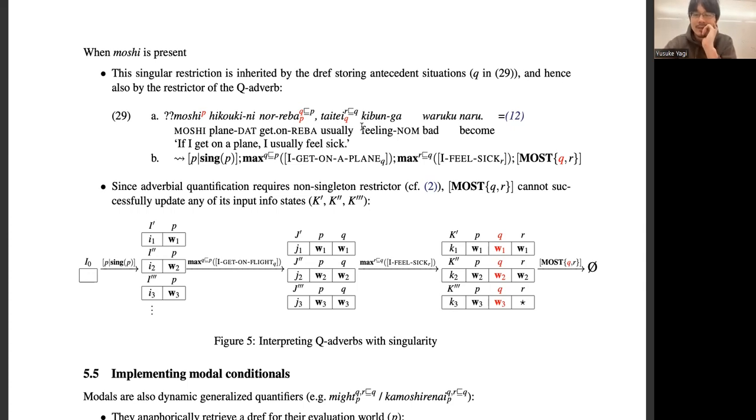Yeah, thanks. This is a good point. I haven't actually thought about this in the context of PCDRT. I'm not sure whether unconditionals should really be predicted to be bad in PCDRT, because in my account it would depend on whether each of the two disjuncts in the antecedent really refers to one single word. Or do you mean it should be bad when moshi is present?